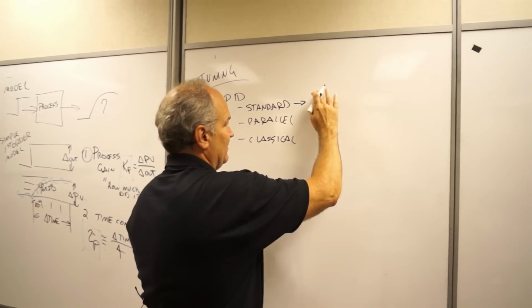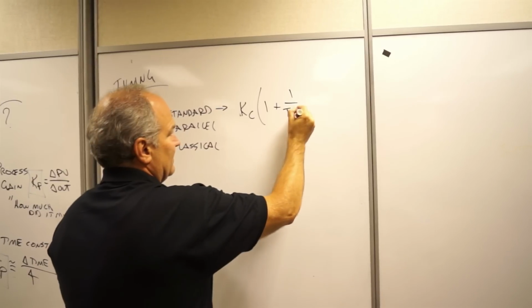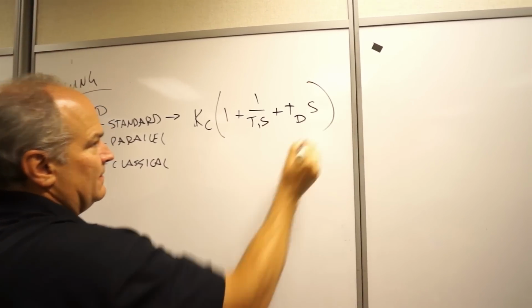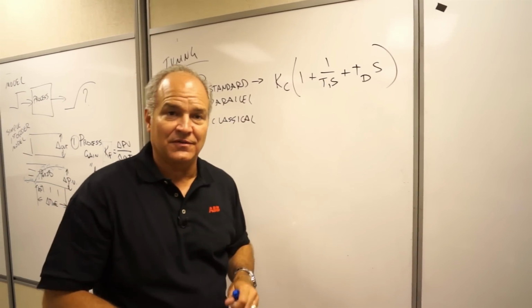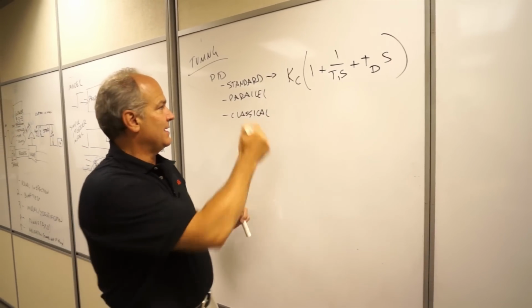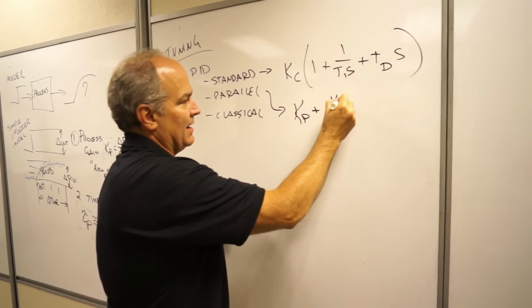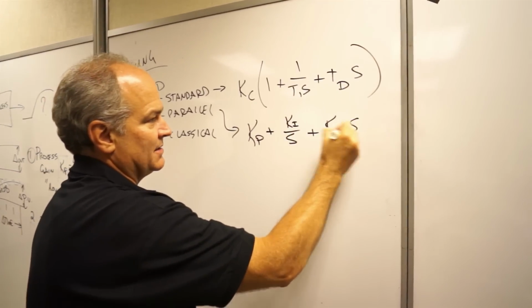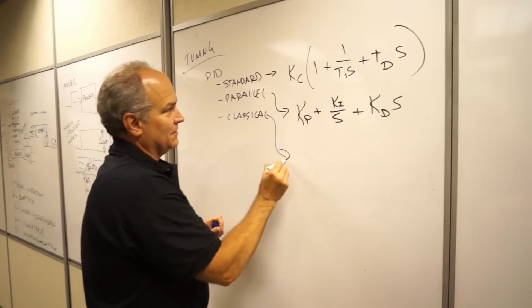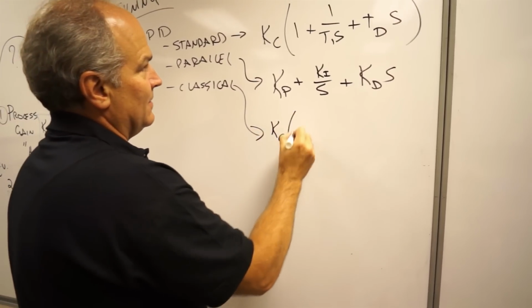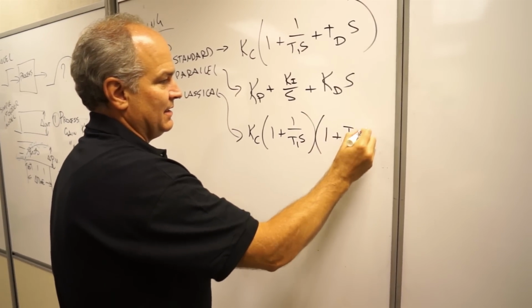It looks like this: 1 plus 1 over... This is what it looks like. So I would recommend you take a look at your technical reference for your particular vendor, and you'll see a mathematical expression. Well, I'll just show you. The parallel one is going to be Kp plus Ki over s plus Kd s. I like this one because these happen to be my initials, KDS. And then classical looks like this. It takes Kc times (1 plus 1 over Ti s), and then multiplies it by (1 plus Td s).